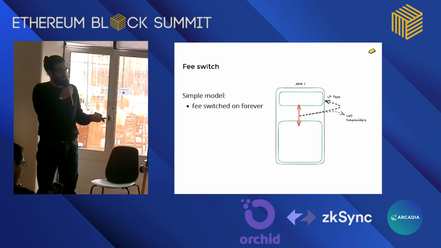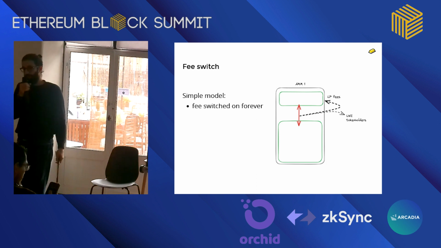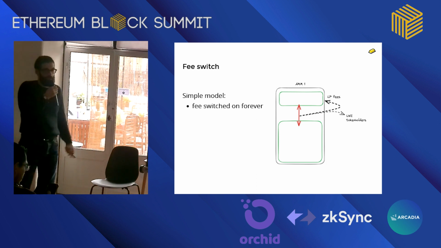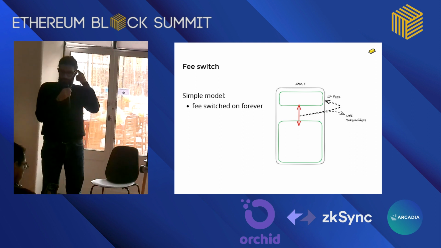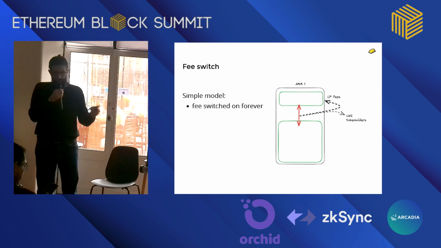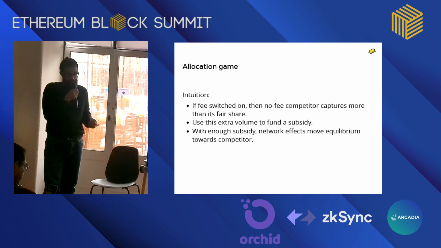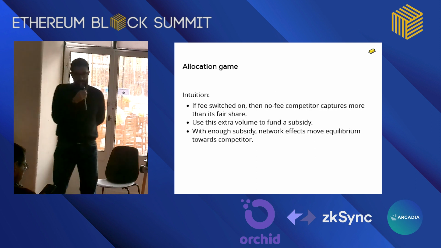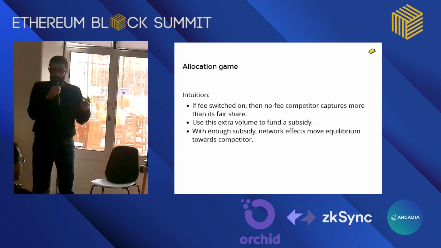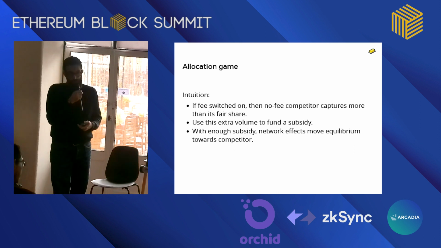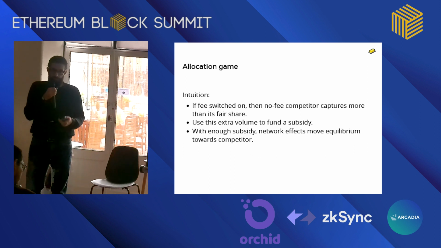Whereas this arrow down is the protocol fee. That's part of the fee that should go to the LPs, and that is taken out and goes as rent, as dividends to Uni token holders. And just to keep it simple, we consider that the fee is only switched on at a given point in time. What happens there, in intuition, is that if the fee is switched on, this competitor which doesn't have a fee will capture more than its fair share, because it doesn't have a fee, so it's more attractive.